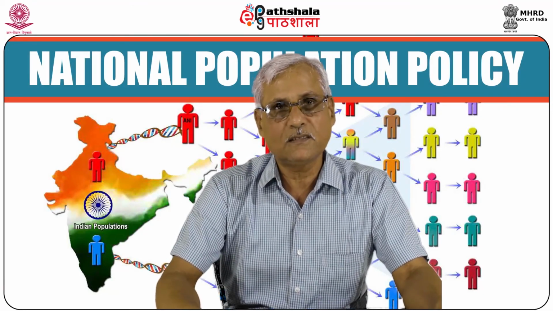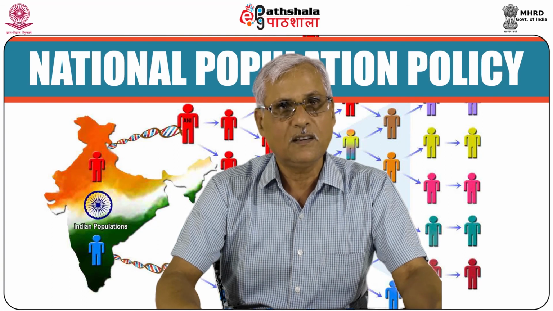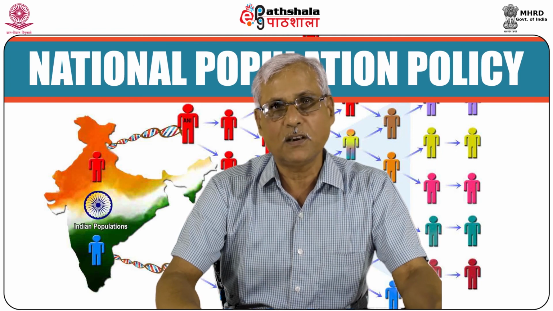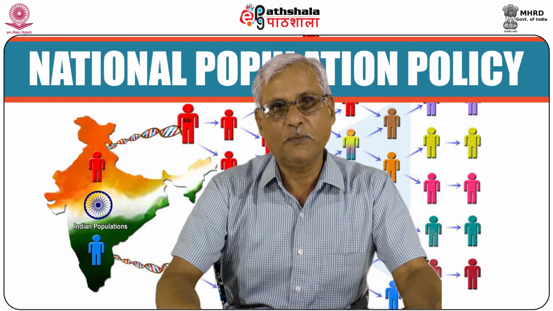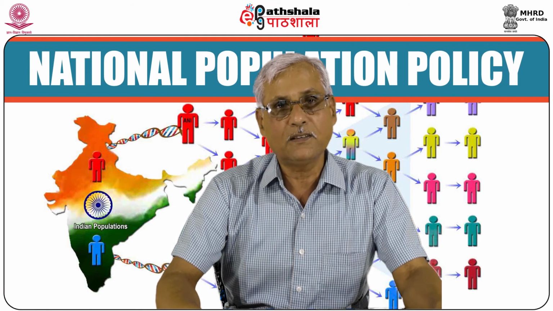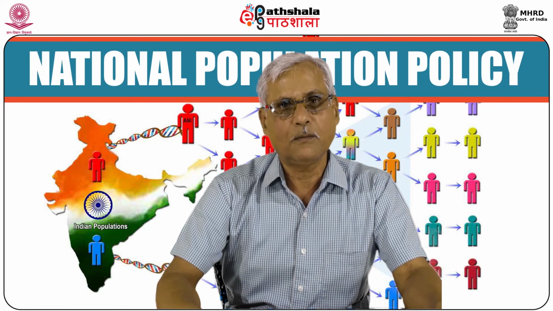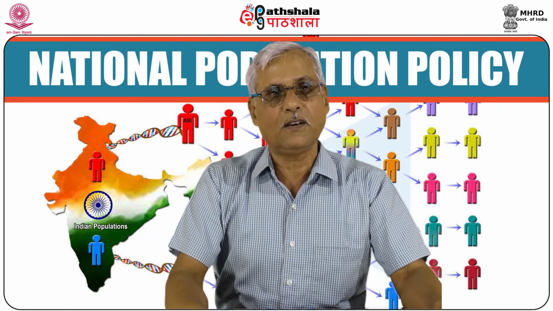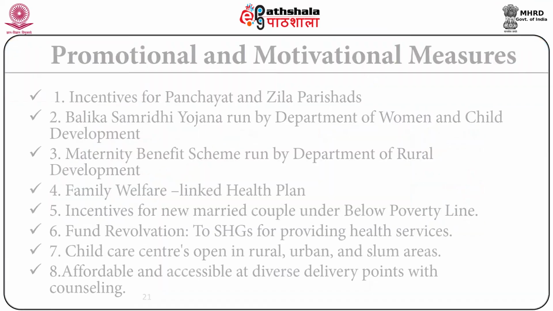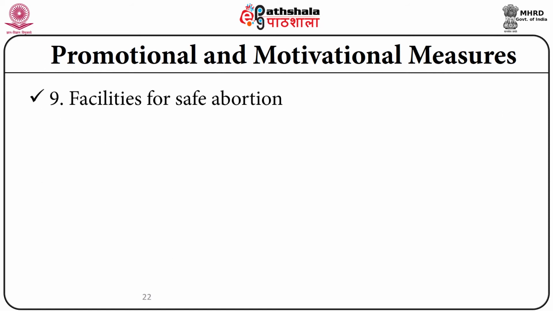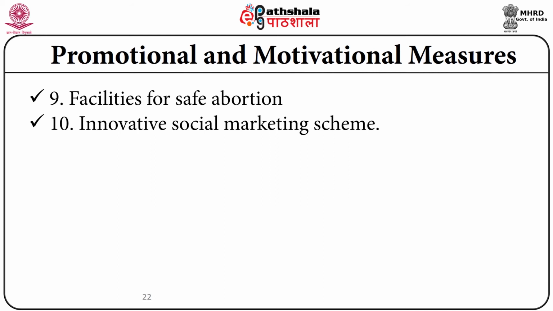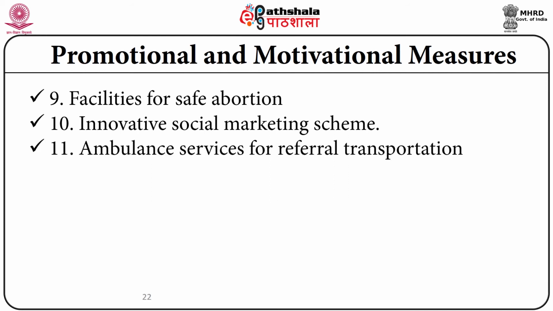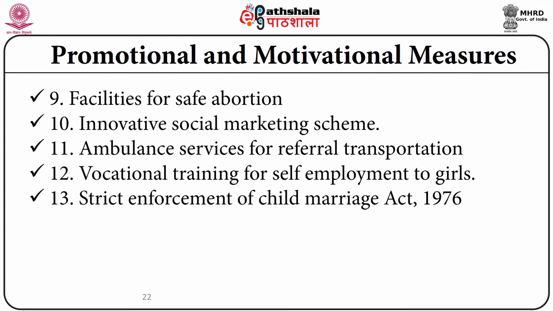Promotional and motivational measures have been emphasized in the population policy: incentives for Panchayat and Zilla Parishad, Balika Samriddhi Yojana run by the Department of Rural and Child Development, maternity benefit schemes run by the Department of Rural Development, family welfare linked health plan, incentives for newly married couples below the poverty line, fund regulation to strengthen the provision of health services, child care centers open in rural and urban areas, affordable and accessible services at diverse delivery points with counseling, facilities for safe abortion, innovative social marketing schemes, ambulance services for transportation, vocational training for employment, and strict enforcement of laws against child marriage.